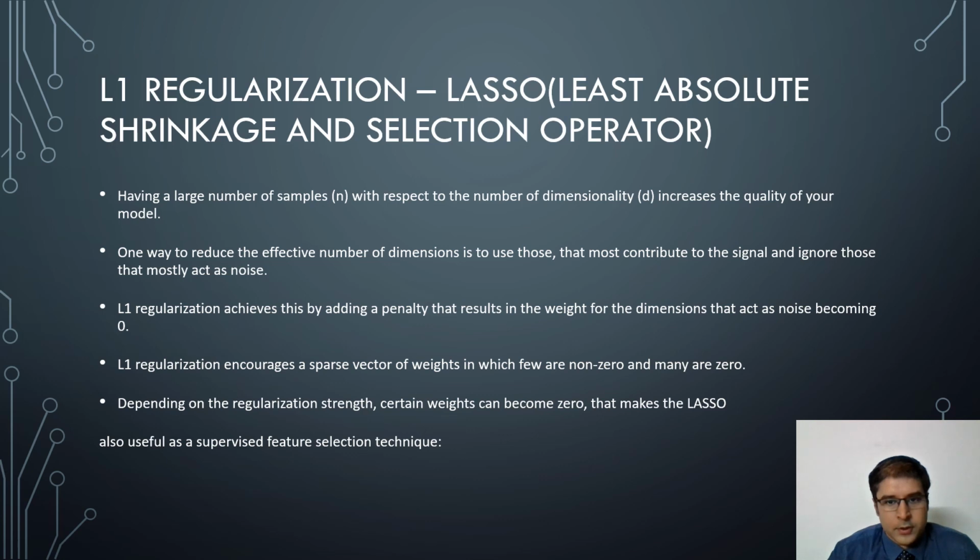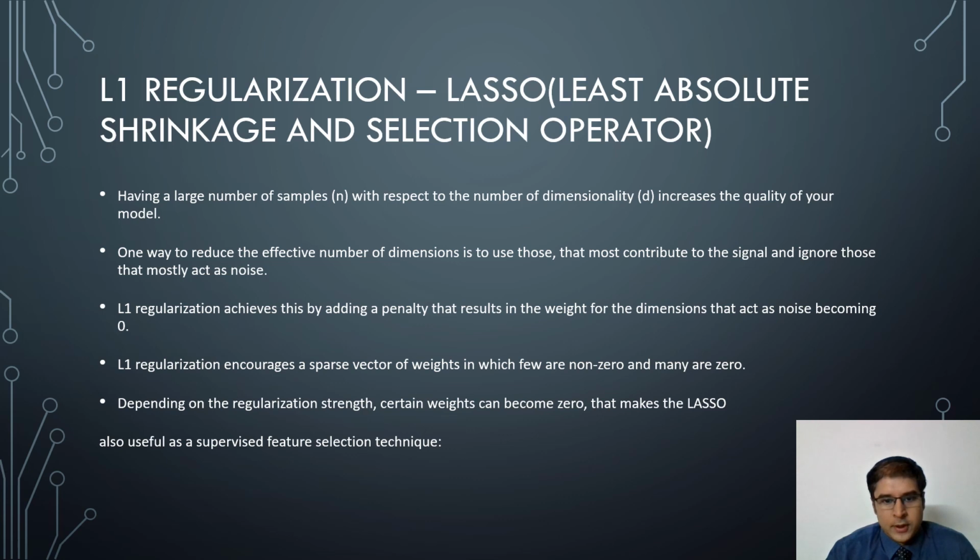Having a large number of samples with respect to the number of dimensionality D increases the quality of your model. One way to reduce the effective number of dimensions is to use those that most contribute to the signal and ignore those that mostly act as noise. So we are given a number of samples n with respect to the number of dimensionality d. We are given d-dimensional features. Then how we reduce the dimension is dimensionality reduction, which we will discuss in coming slides.